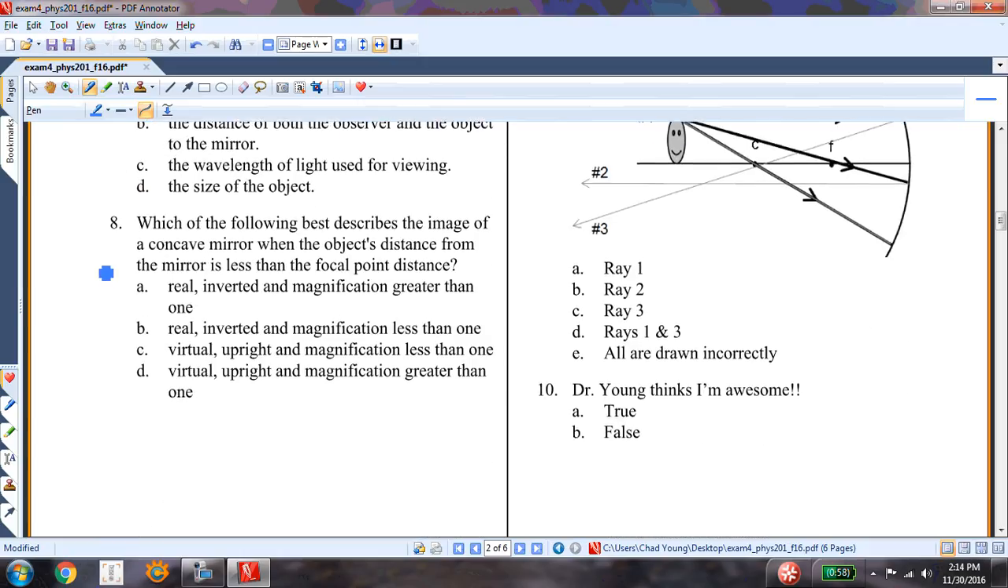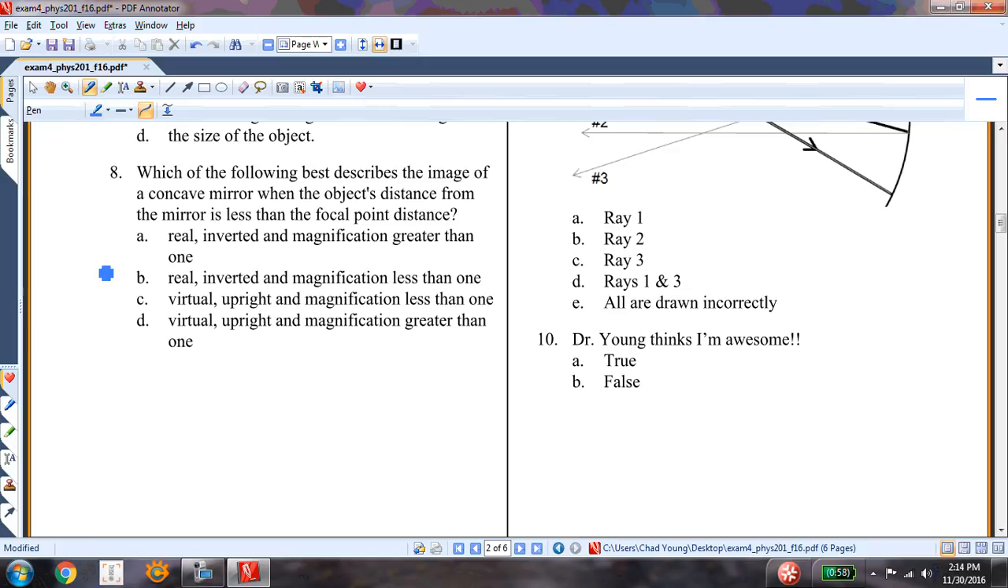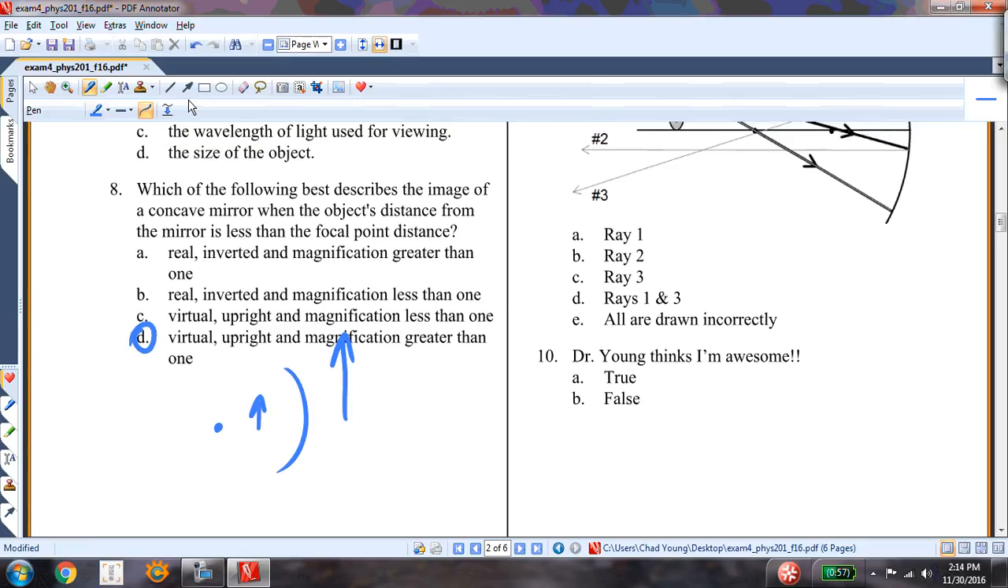Which of these best describes the image of a concave mirror whose object's distance from the mirror is less than the focal point distance? So that means that your object is here. The type of image that is formed is going to look like this. This is like your shaving mirror. That is a virtual, upright image with magnification greater than 1. So D is the right answer.